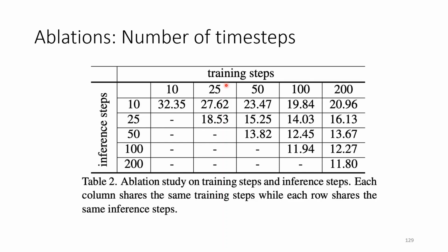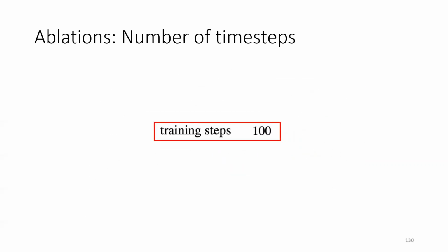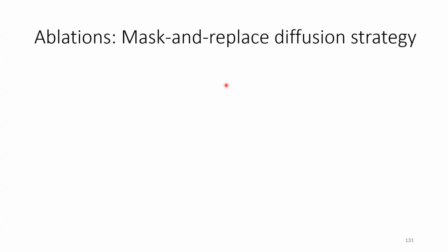So the authors performed experiments on the CUB 200 dataset, and when the number of steps increases from 10 to 100, the result seems to improve, but when it further increases to 200, it seems saturated. So given the time complexity and quality trade-off, they have chosen 100 as the default number of steps for all their further experiments. And the next ablation experiment is the mask and replace strategy.